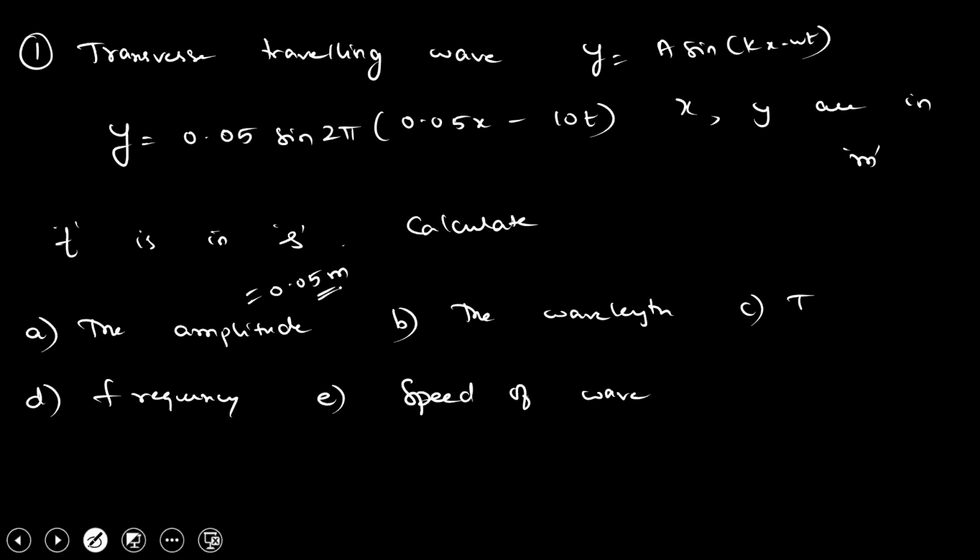What about the wavelength? See, this is 2 pi by lambda. This is k, right? 2 pi multiplied with 0.05 will give you k. So k is how much? k is 2 pi into 0.05. How much will that be? 0.1 into pi.